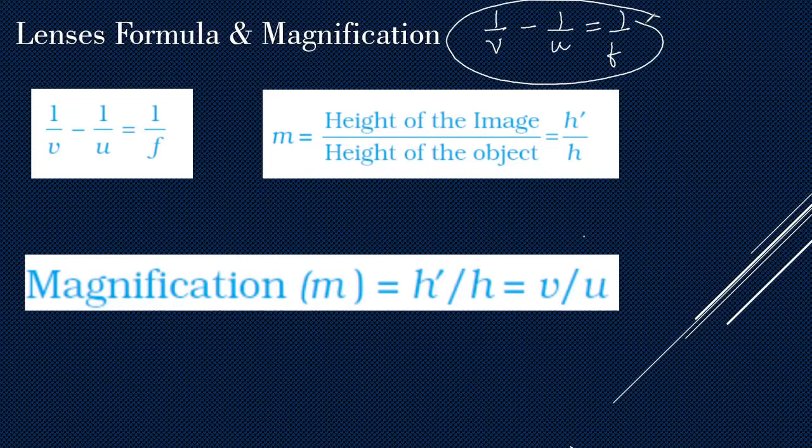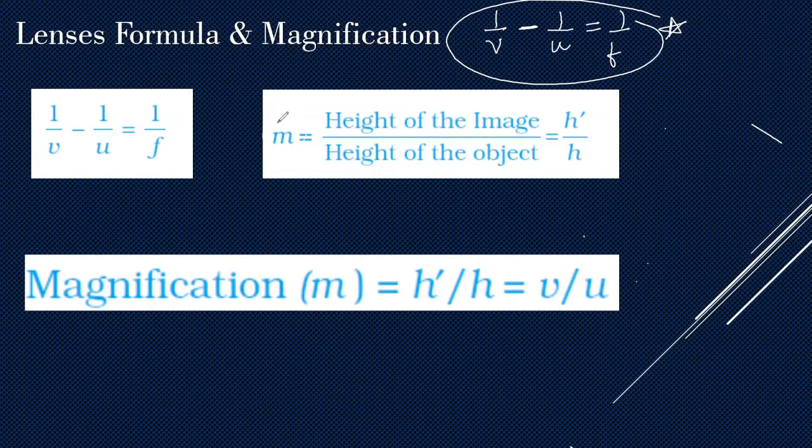What was there in mirrors? It was 1 upon u plus 1 upon v, plus was the sign. Here negative is the sign. That's the difference. So always remember, lenses it's negative, mirrors it's positive. Lens formula: 1 upon v minus 1 upon u is equal to 1 upon f. Very, very important. Based on this only, you're going to solve your numericals, right?